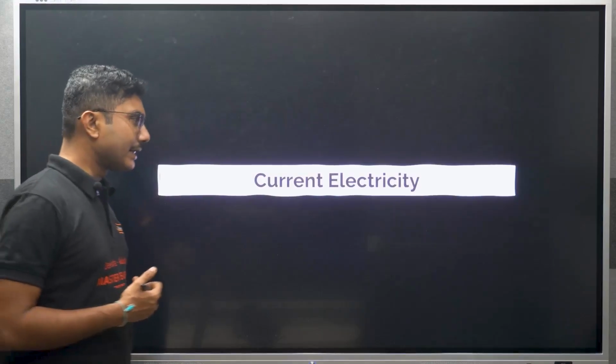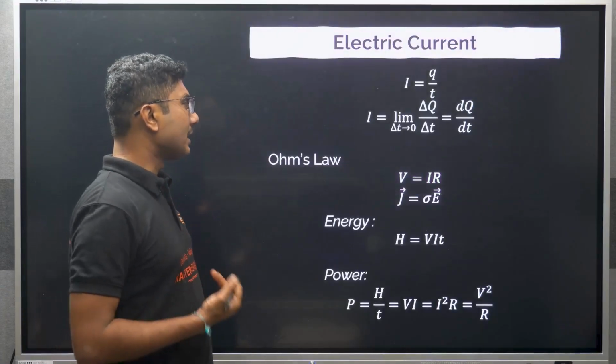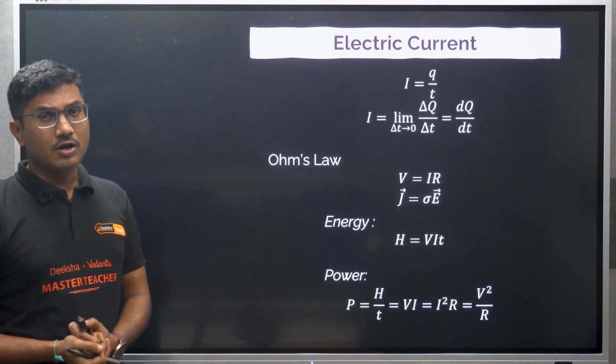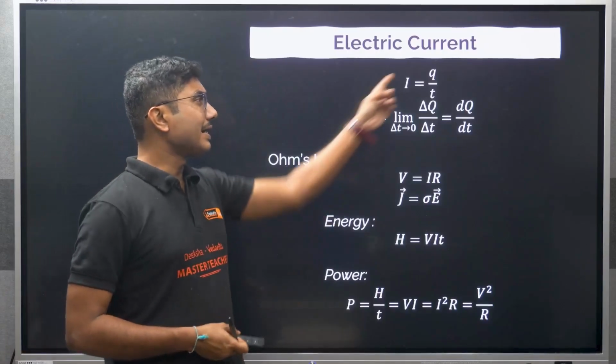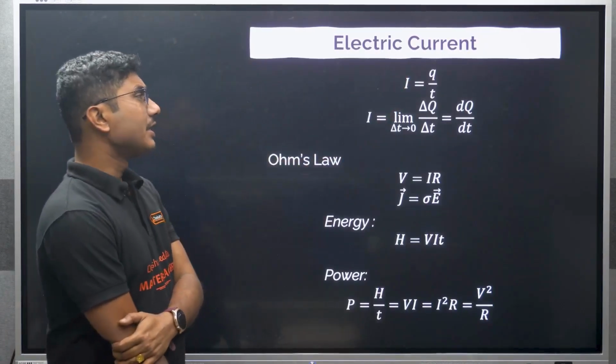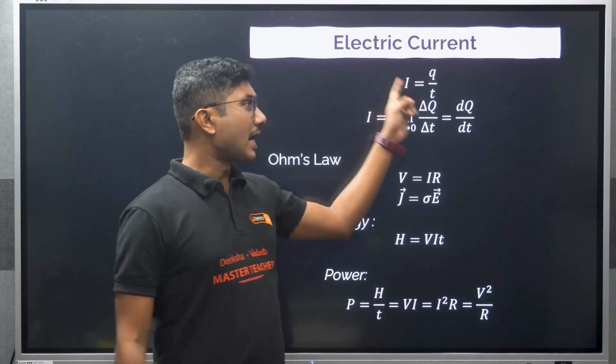Next is the current electricity chapter. Now let's look into current electricity. First is the definition of electric current. Electric current is defined as charge divided by time.